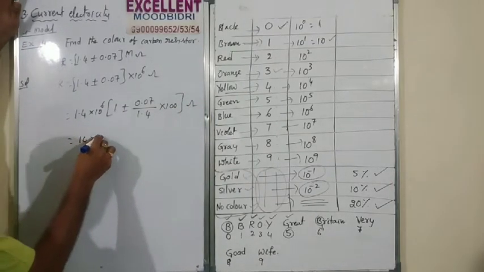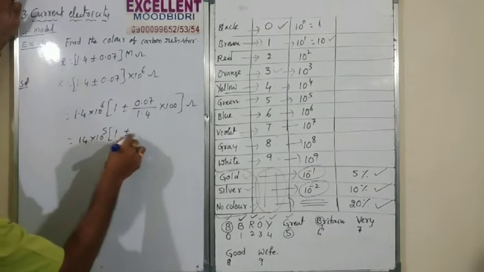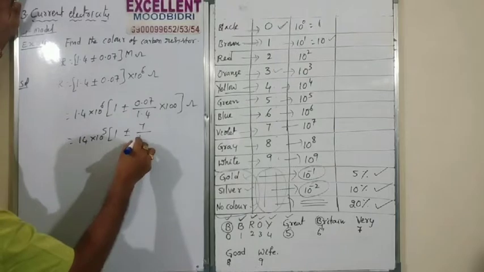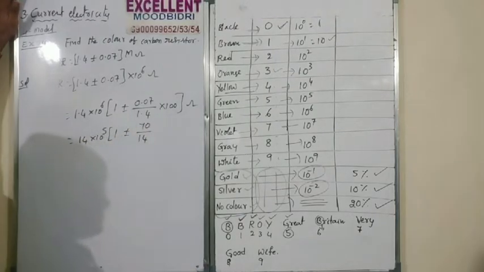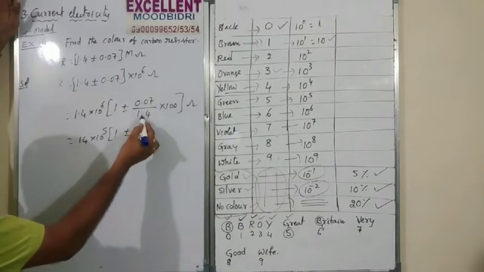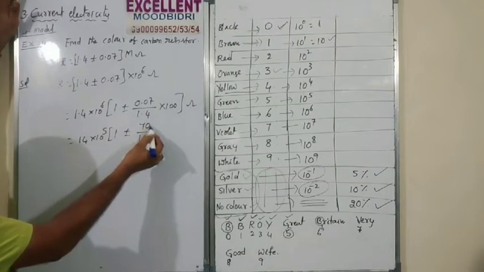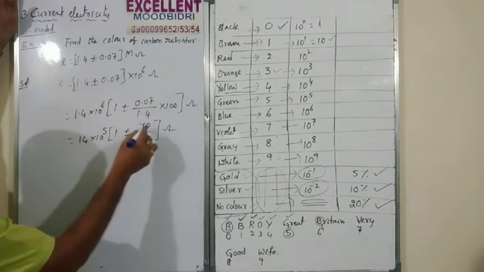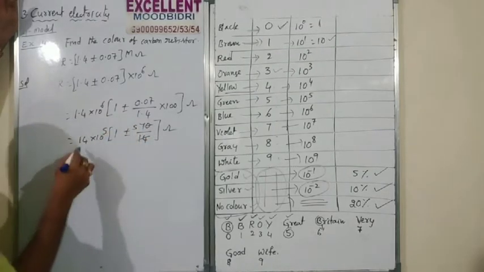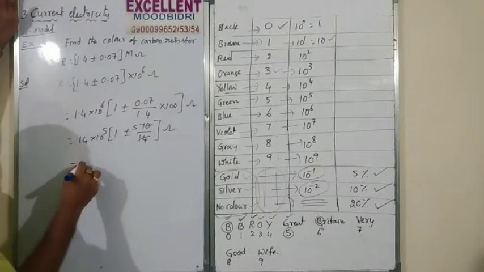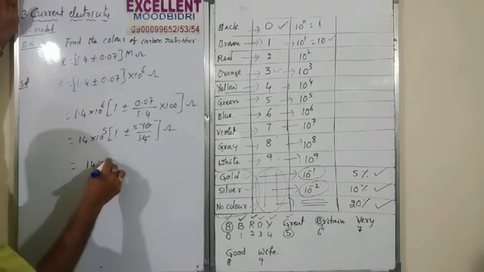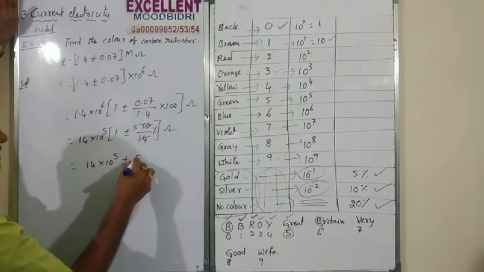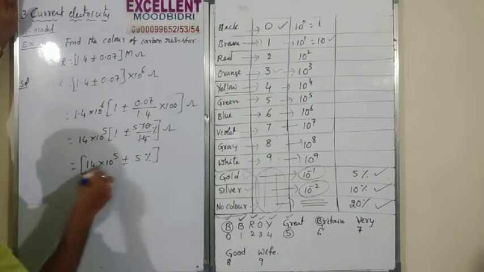14 into 10 power 5 into 1 plus or minus 7 by 1.4. Here 14 means I will consider it with one digit, therefore I multiply by 10 only. So 14 into 10 power 5 plus or minus how much? 5%. Finish.